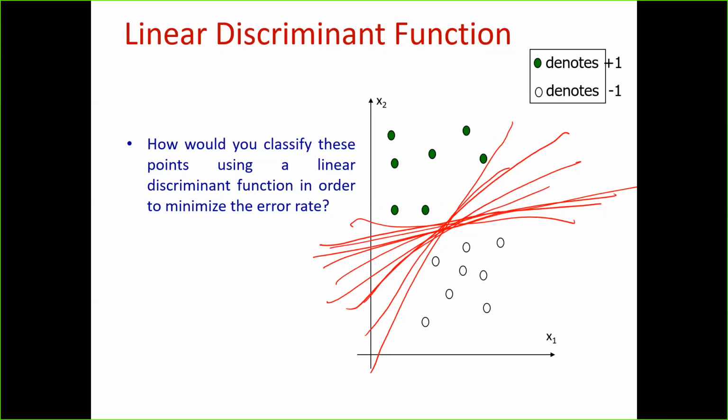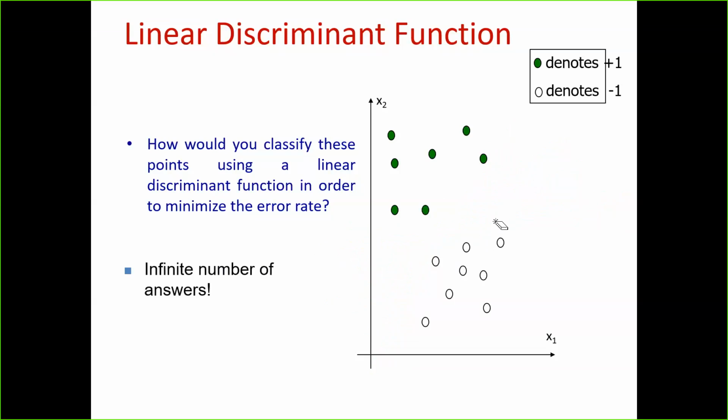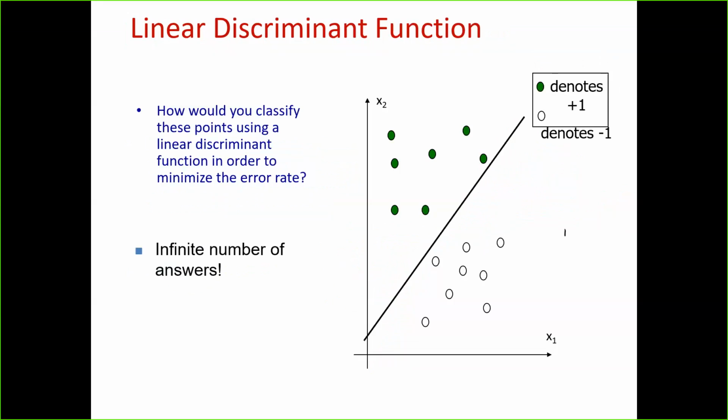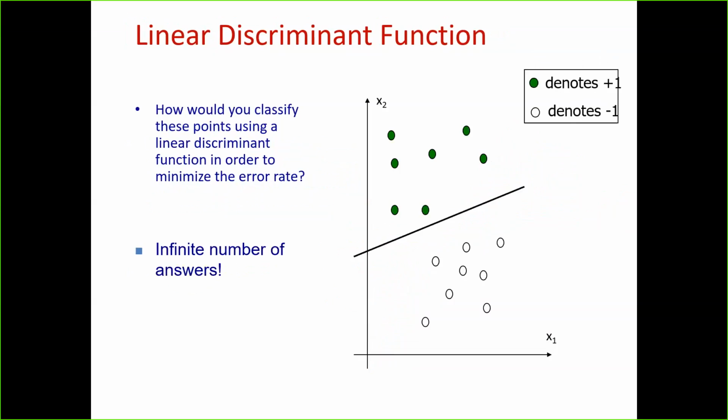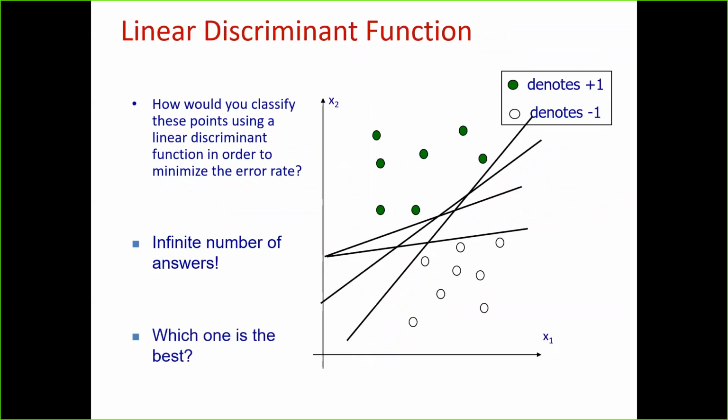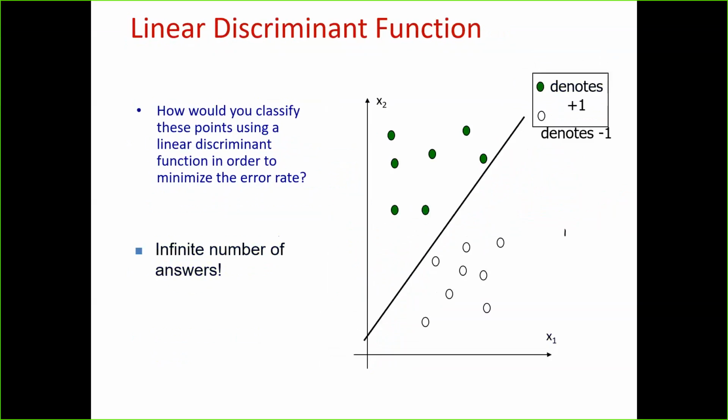But which is the best line? Out of all these infinite number of possibilities, all of them are accurately separating the data. Which is the best line among all these lines is the question. That's the question we are trying to address. There are infinite number of answers, but which is the best among all these lines?